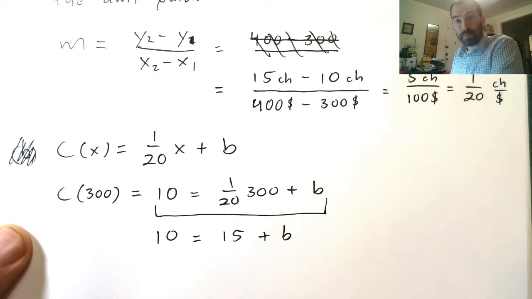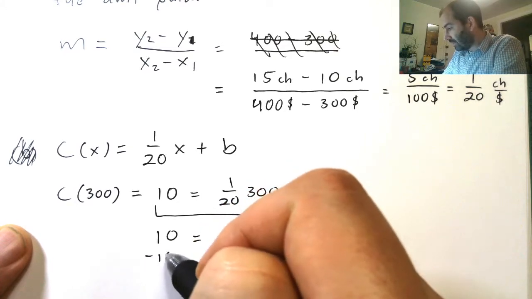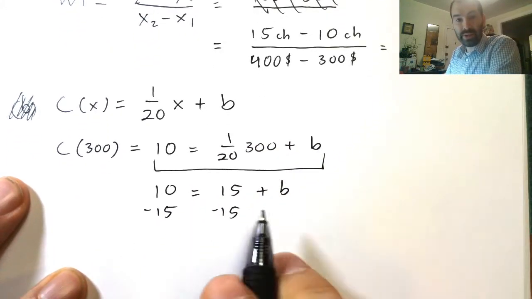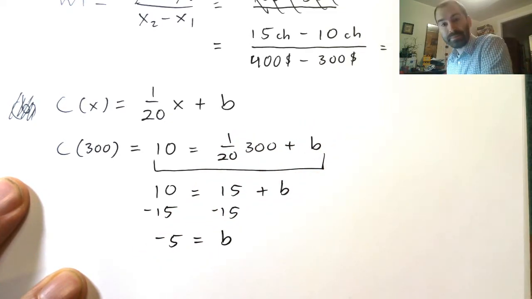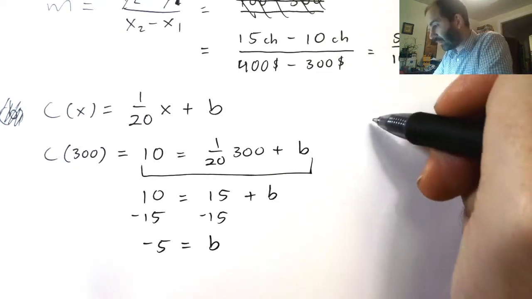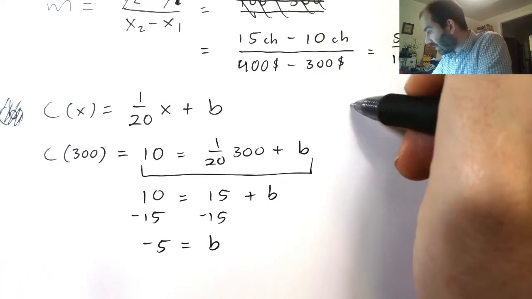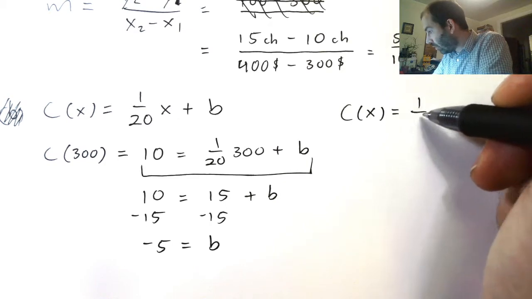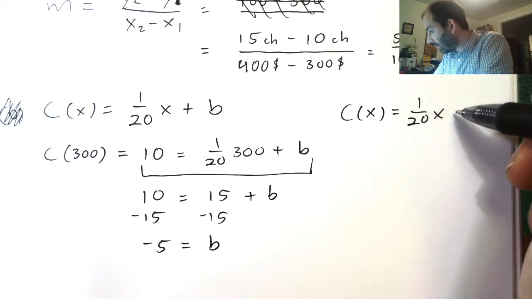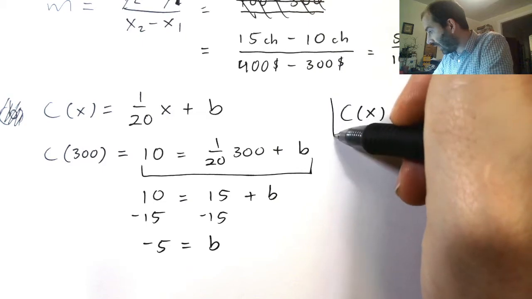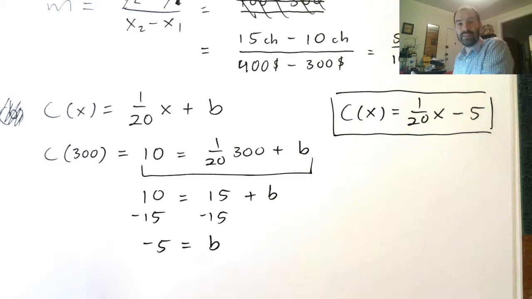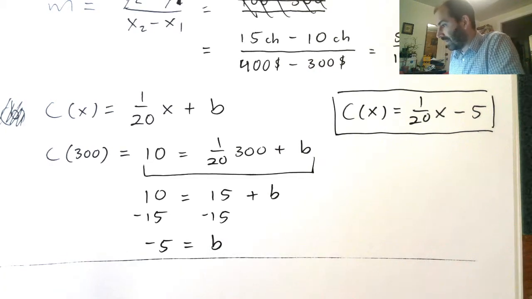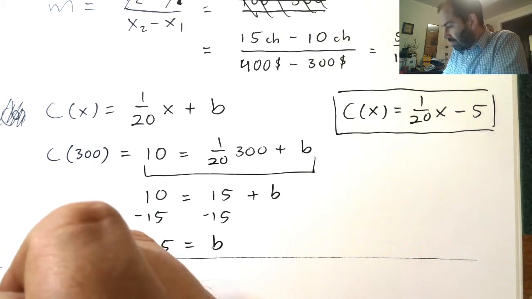Subtract 15 from both sides, and we get -5 equals b. To save space, I'm going to write it off to the right here. C of x is equal to 1/20th x plus b, which means minus 5. So there's our linear function. Fantastic. Now we're done with part A. Moving on to part B.